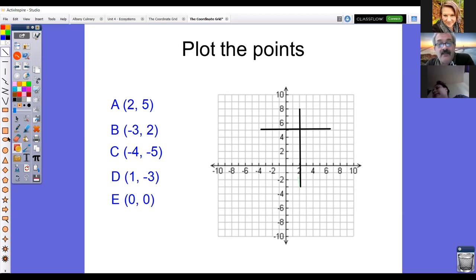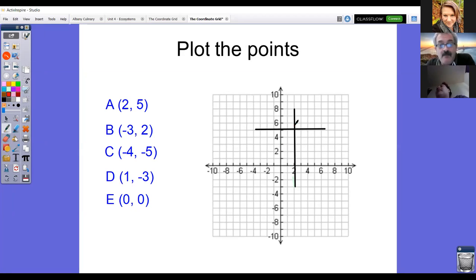And our value. All right, now what we need to do is label the point. You can call it A, or you can put the coordinates in there, 2, comma, 5. Either way would be okay. All right, B would be negative 3, 2.